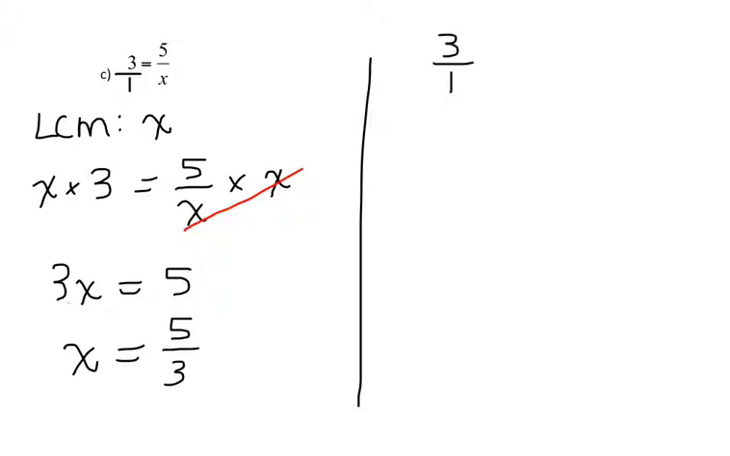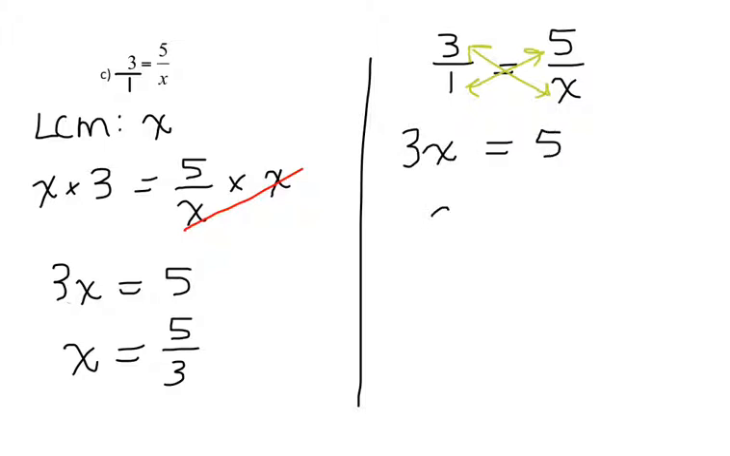In this case, it's very similar to your fish method. So I'm going to multiply and multiply. 3x equals 5. Divide by 3. x is 5 over 3.